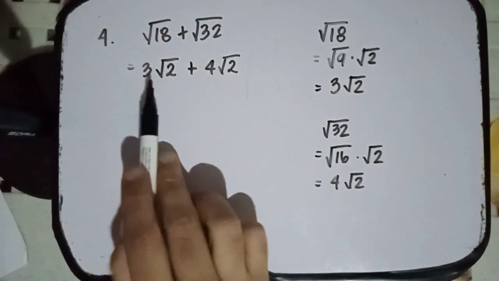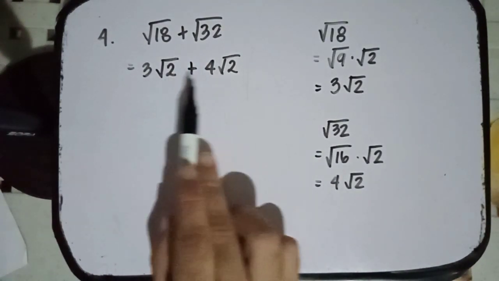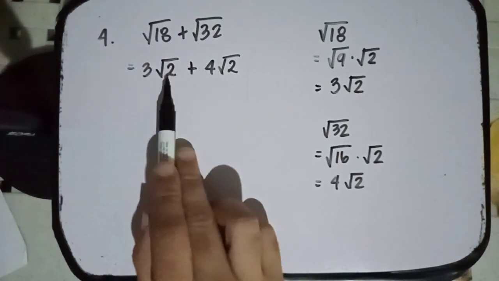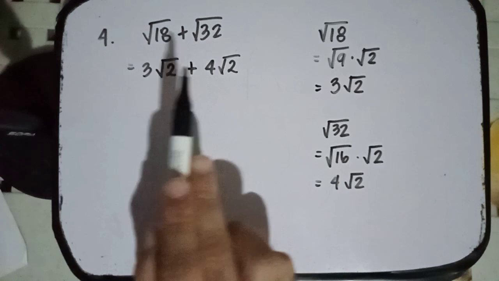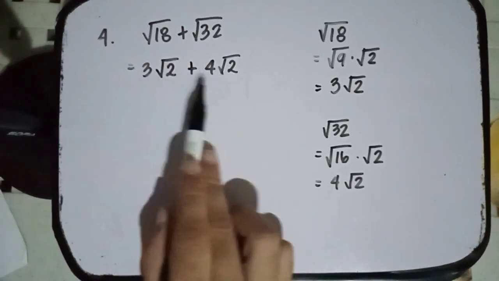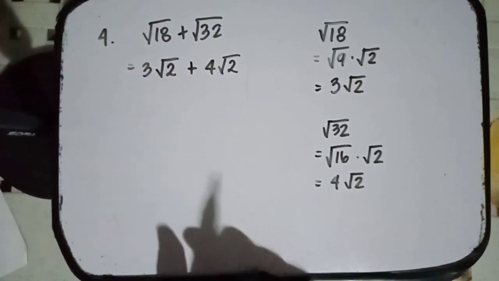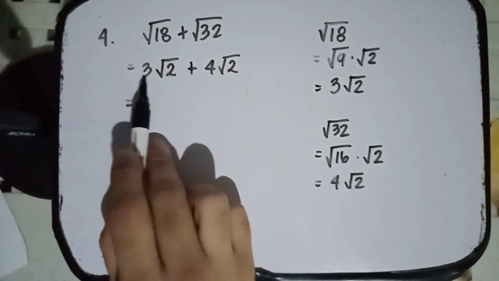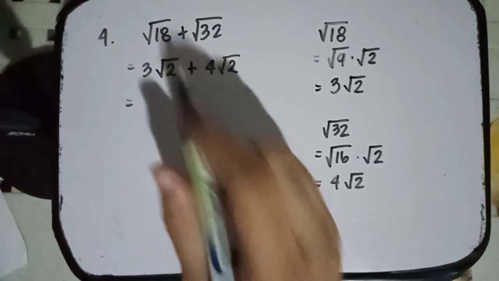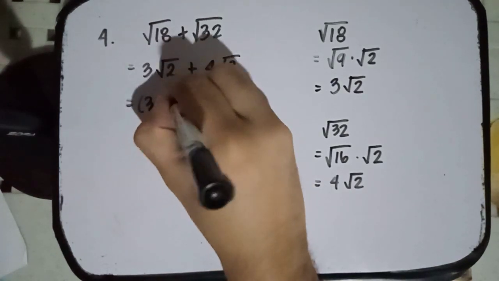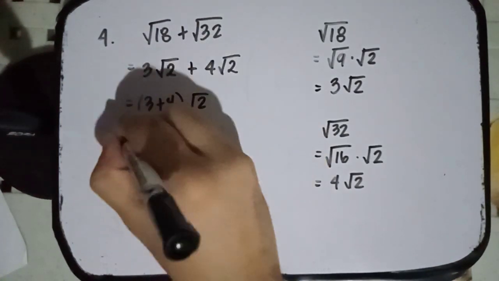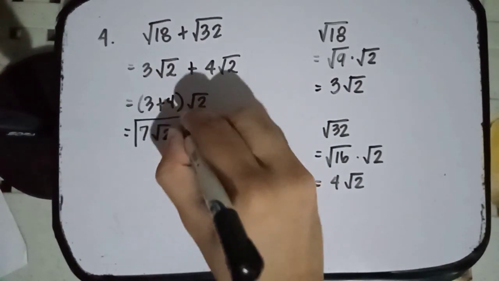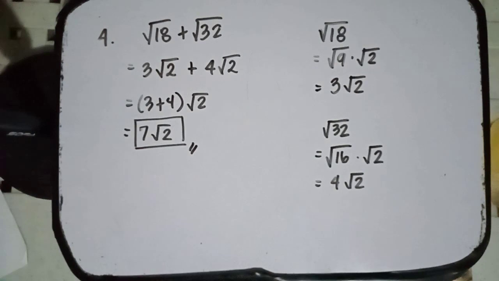Okay? Now, observe natin. Okay, as we can see, yung dalawang ito ay may square root of 2 parehas. So, they are like radicals. So, we can combine these two into a single radical. Okay, so i-add mo na lang tong 3 at saka 4. So, 3 plus 4, diba? So, 3 plus 4, then square root of 2, that is equal to 7 square root of 2. Okay, so, this is the answer.